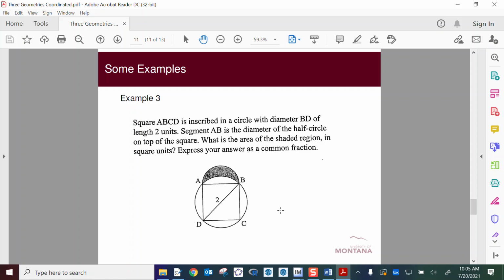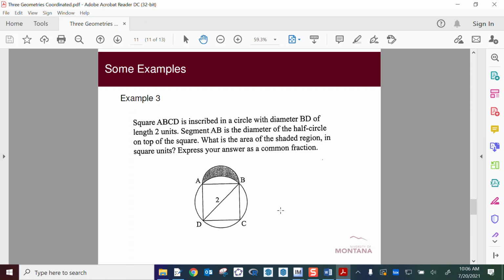Okay, so let's just digest the picture. We've got a square inscribed in the circle, and then a half circle, or semicircle, on top of the square. So from A to B is really a semicircle up on top. What we're doing is taking the piece of the circle out of the half circle to find the area of the shaded region, and it should be a common fraction, which is kind of interesting. In other words, the area of that shaded section is not irrational, it's rational. We'll find out what that has to do with it.